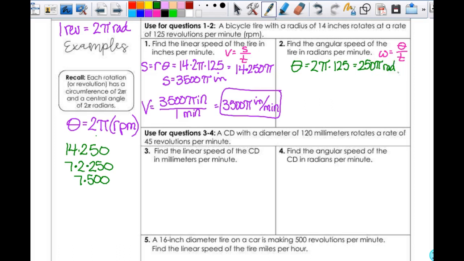And although when we're talking about radians in other situations, we don't always put the units on it, we need to here because it's going to be part of the end units that are a rate. Okay, so then my omega is equal to the theta, which is 250 pi radians for every 1 minute. And then I have it in radians per minute like it asked me to, so it's 250 pi radians per minute. Everybody okay with all that? Easy enough? All right, good.